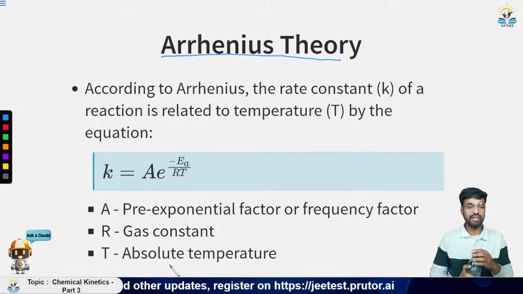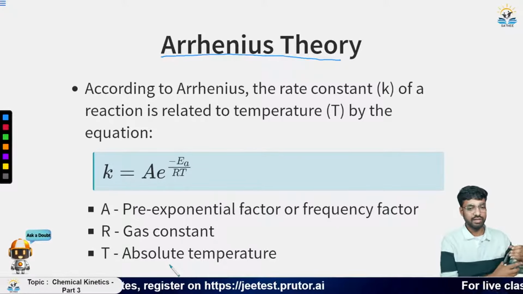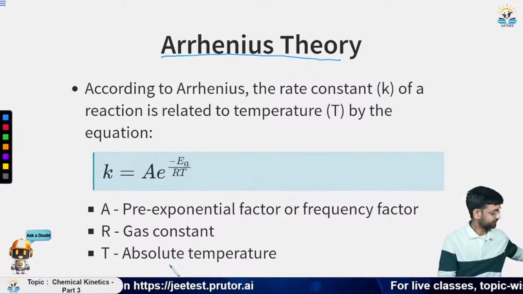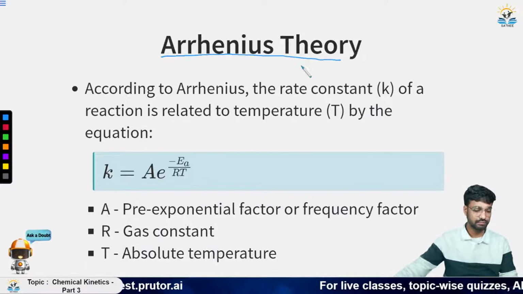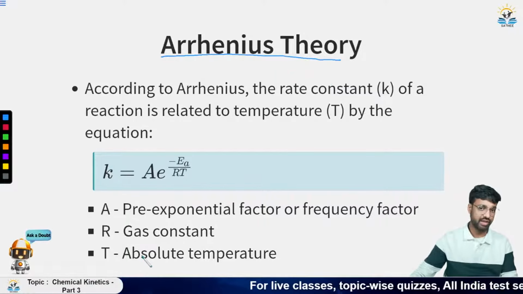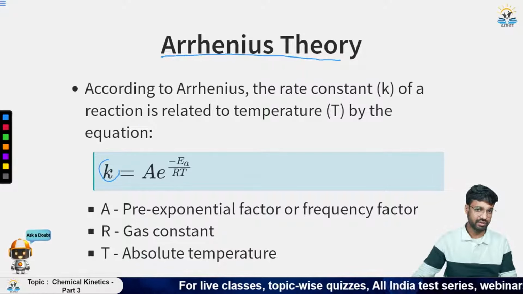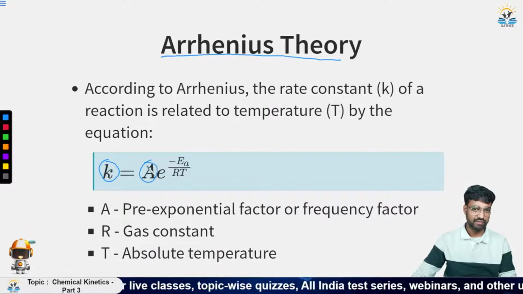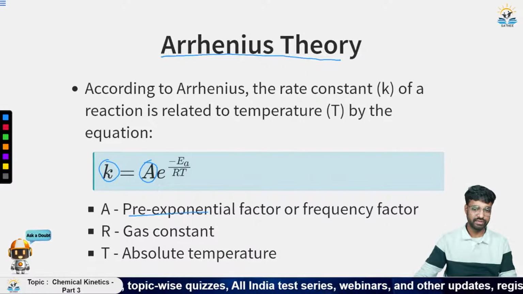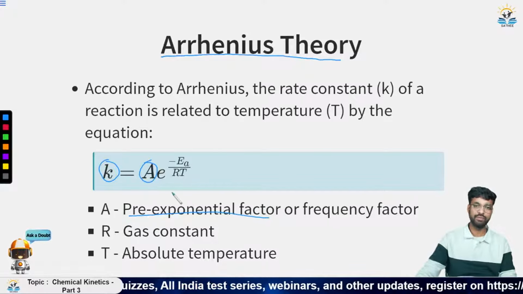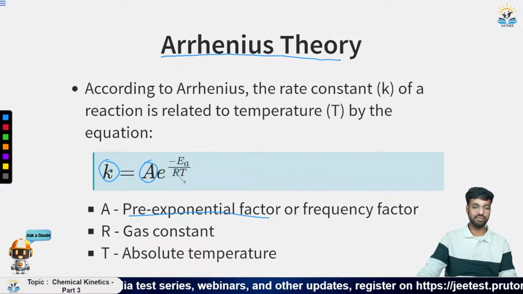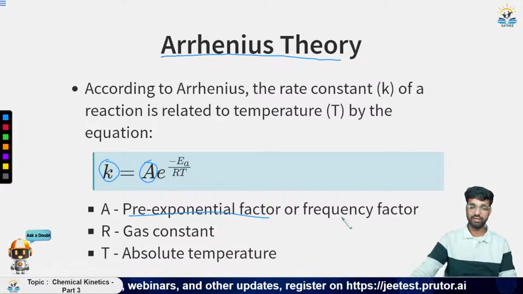So it is written as k = A e^(-Ea/RT). Okay. Now what are these terms? k, you know very well, is the rate constant. A is called the frequency factor or the pre-exponential factor. So it has two names.